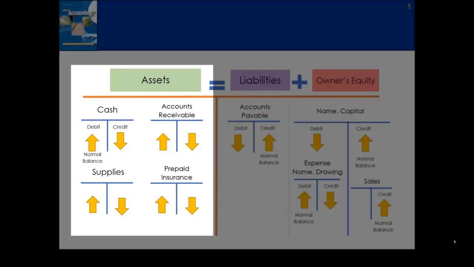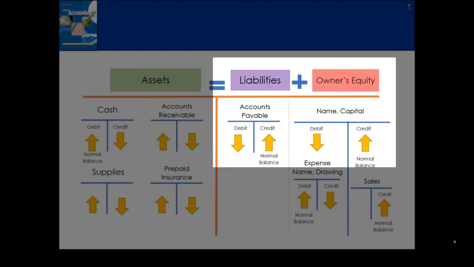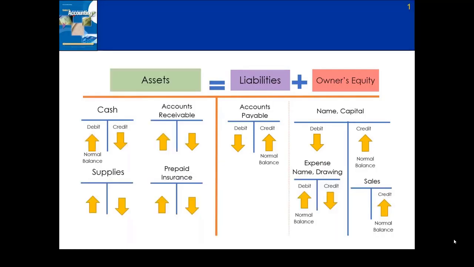Asset increasing is a debit. An asset decreasing is a credit. The reverse is true for liabilities and equity. If you get this, then you get accountancy.